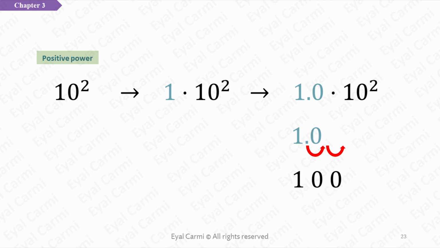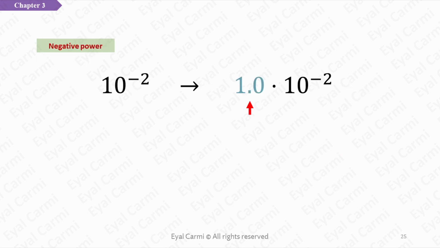Continuing from where we left off, multiplying by 10 to the power of 2 means moving the decimal point 2 steps to the right and filling the spaces with trailing zeros. Doing that, we get the value 100. Note that the number of steps is determined by the power value, which is 2 in this case, and the direction of the steps is to the right, because the power is positive.